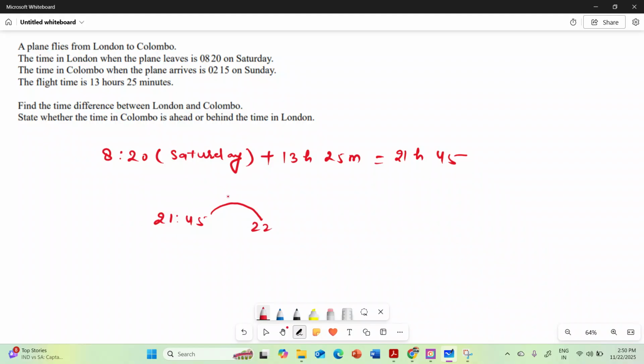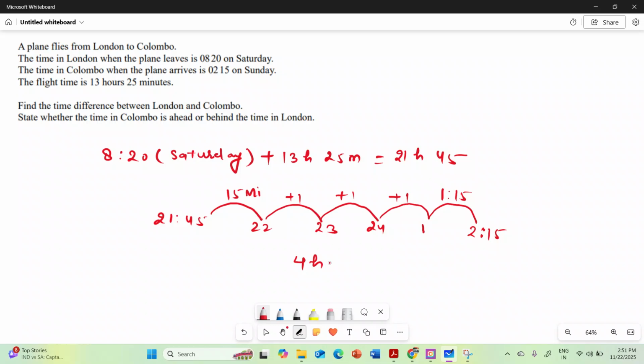Here the gap is 15 minutes, and then 23, and then 24. So this is 1 hour, then 24 plus 1 hour, then 1 o'clock, and then 2:15. So this is 1 hour plus 1 hour plus 1 hour 15 minutes. Total time you can check: 1, 2, 3, 4 hours and 30 minutes. So the difference is 4 hours and 30 minutes.